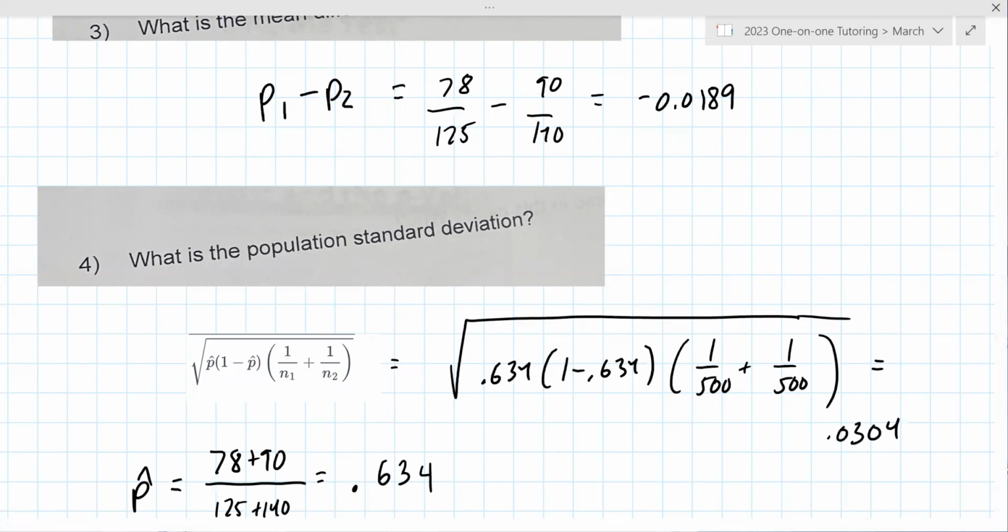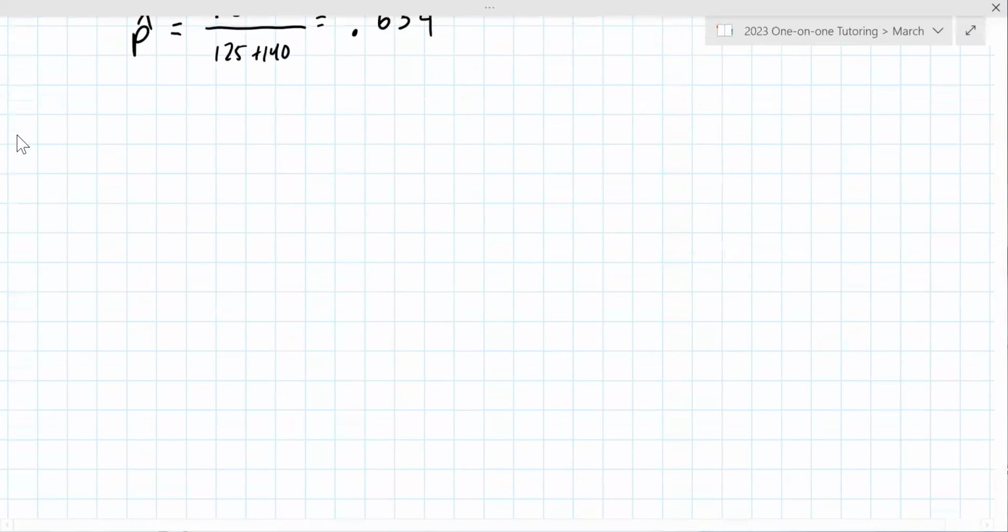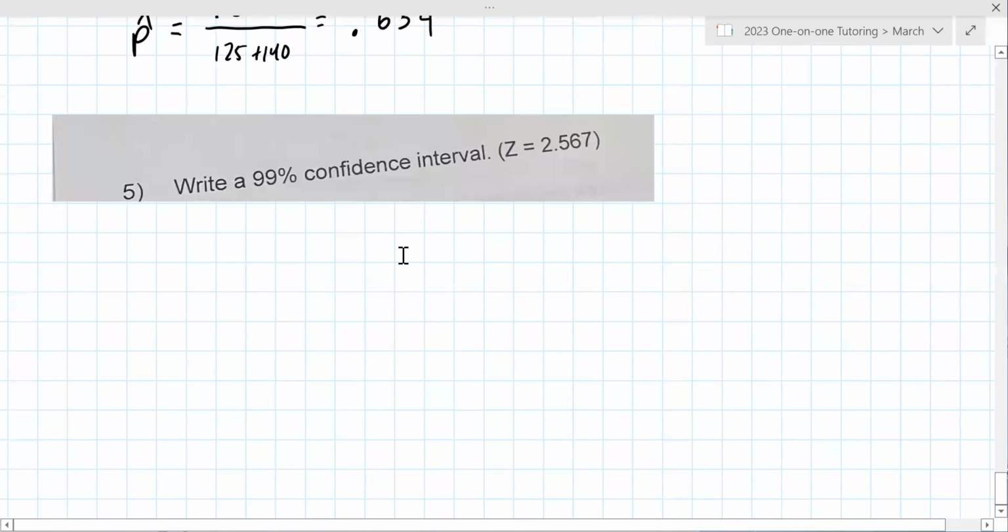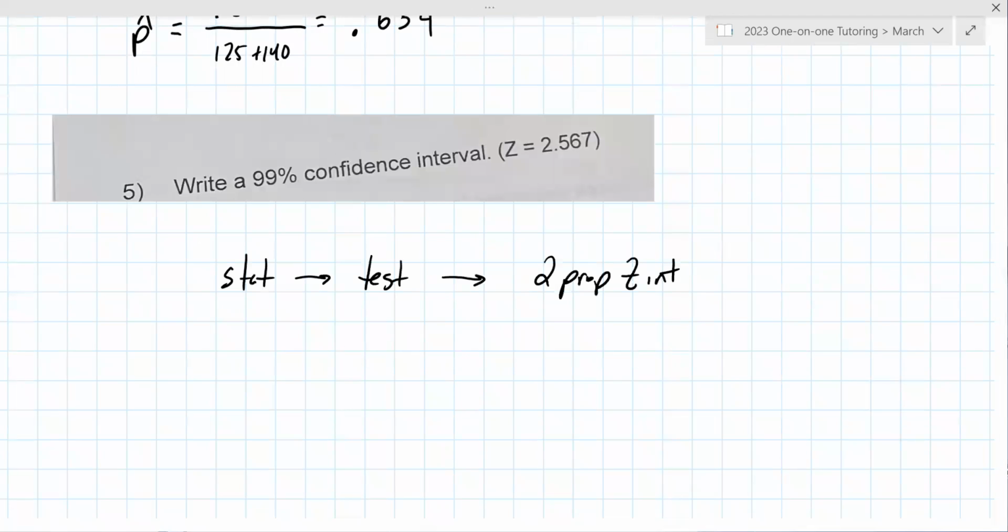So the way to do part 5, I recommend doing it on the calculator. You could do it with a formula, but we've been doing it in the calculator, so we'll do that again. And because it's 2 proportions, stat, test, 2 proportion z interval. That's what you're looking for. So go ahead and enter the data and let me know if you have any questions.